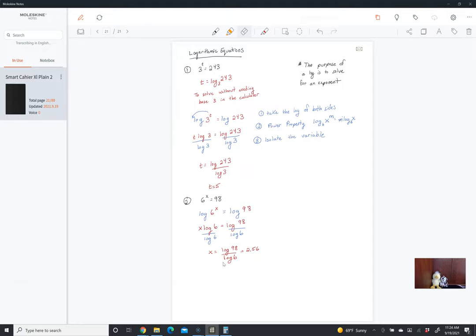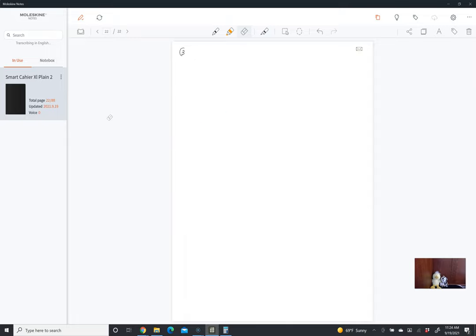Okay, let's go to another one. A little bit different this time. It's the same three rules. It's just that I'm going to add one thing. I'm going to add an extra constant on one side. So 2 times 8 to the m is equal to 942. Okay, when you see this, only the 8 is being raised to the m power.